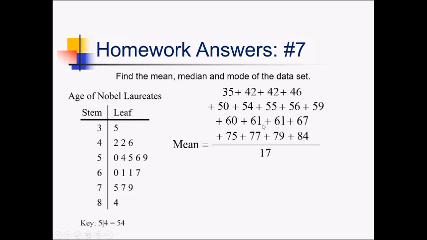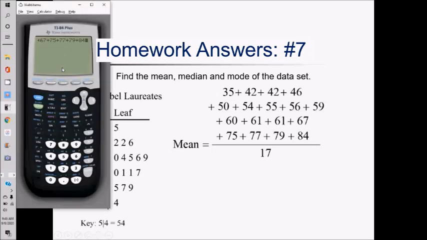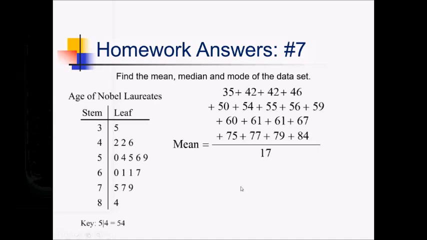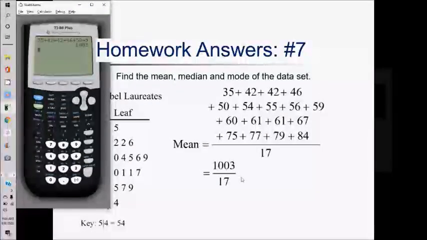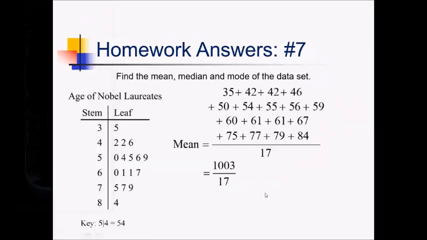So let's add all this stuff in the numerator, and then I'll divide it by the denominator. All right, here we go. Adding all that stuff on the calculator, all 17 items. Really glad I have a calculator. And that is going to be 1,003. So we're dividing that by 17 to get the mean, and we'll round to the nearest hundredth. So divide 17. Oh, exactly 59. Nice. Okay, well, let's do the median next.